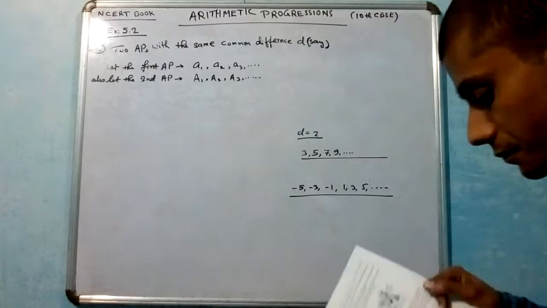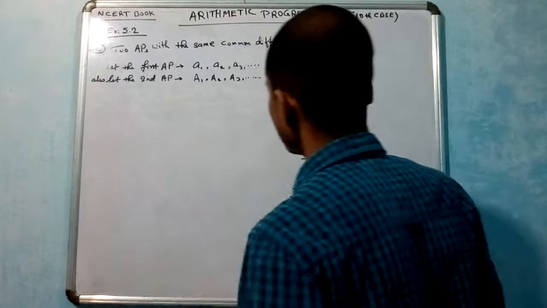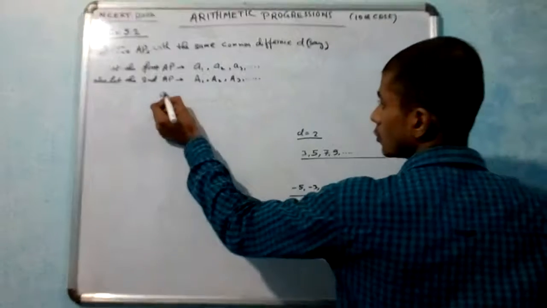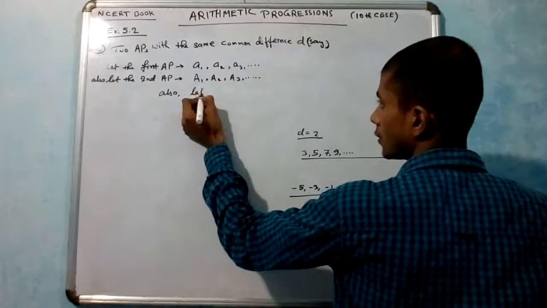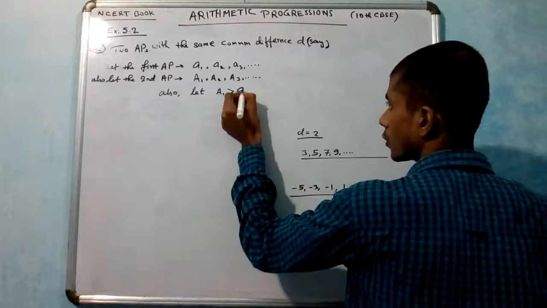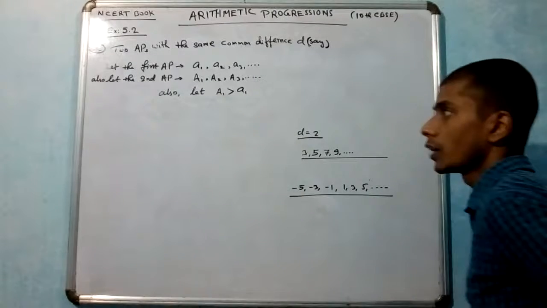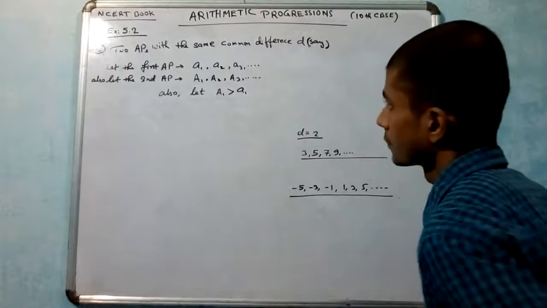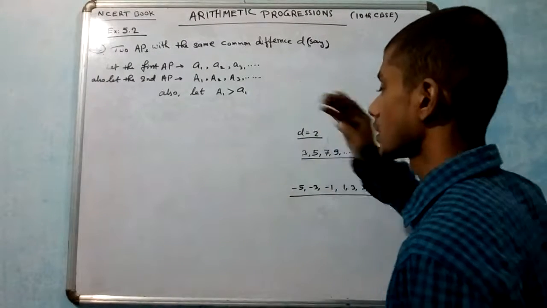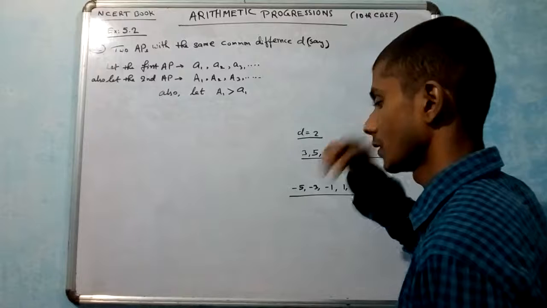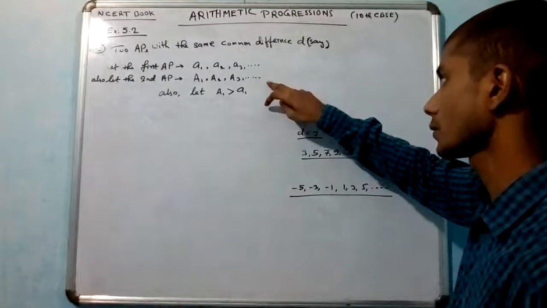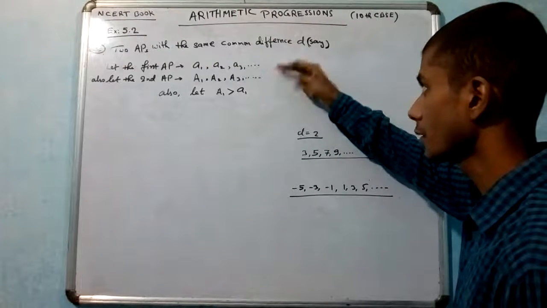Now according to the question, what is given? Also let capital A1 be greater than small a1. Why did I write this? Why do we assume this? See, it is telling the difference, greater minus smaller. It's not telling from the first AP to the second AP. It's telling difference, which means greater minus smaller.